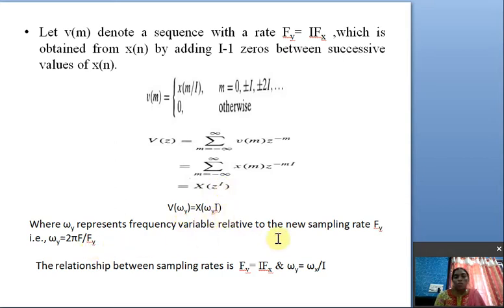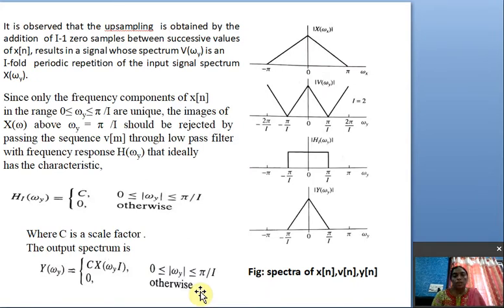Now omega y represents the frequency variable relative to the new sampling rate fy. So omega y is equal to 2 pi f by fy. Now the relationship between the sampling rates is fy equal to I fx. Now omega y is equal to omega x by I. Okay, right.